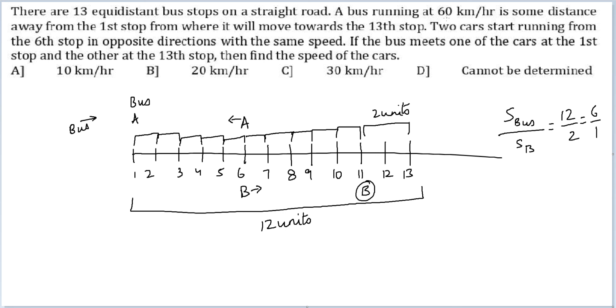We have also been told the speed of the bus is 60 km per hour. So the speed of B would be equal to 10 km per hour. Therefore, the answer to the question is option A, 10 km per hour.